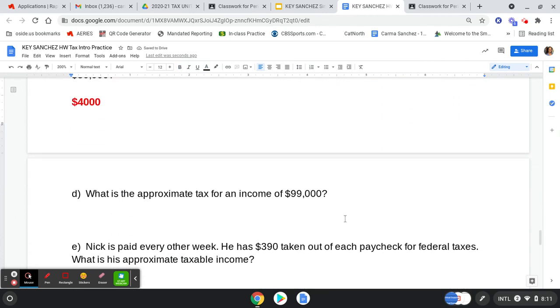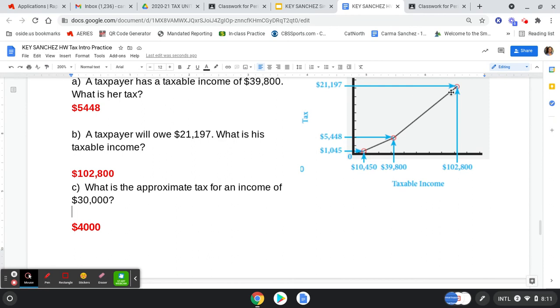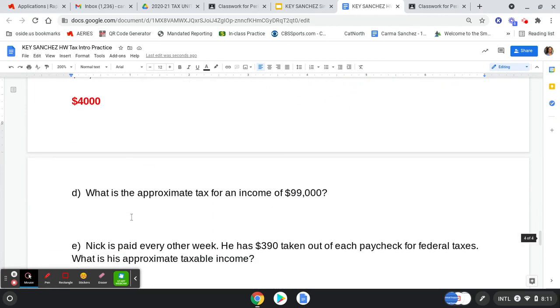What's the approximate tax for an income of 99? So going up here and going back a little from this 102, looking up, maybe around 20 grand taxable. Again, you guys could argue a slightly different number, and I'd probably go with it, but go use the table to just make a quick guesstimate.